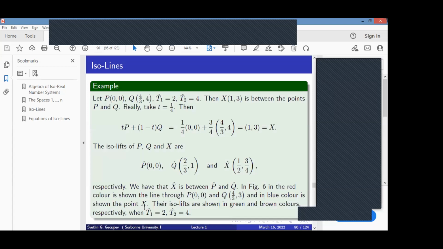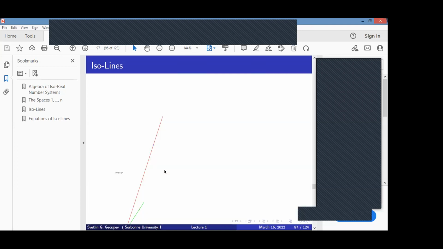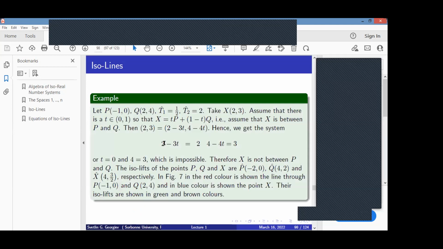As a next example, we take for P and Q to be this one, for isotopic elements to be 2 and 4 respectively, and for the point X to be the point (1, 3). It is between the points P and Q. For isolifts, we have the following representations, and the picture is given in this way. Here the distance between the point X and the final point, in this case P, is this one. This is the classical distance, but the iso distance between X and \hat{P} is this one. It is very different.